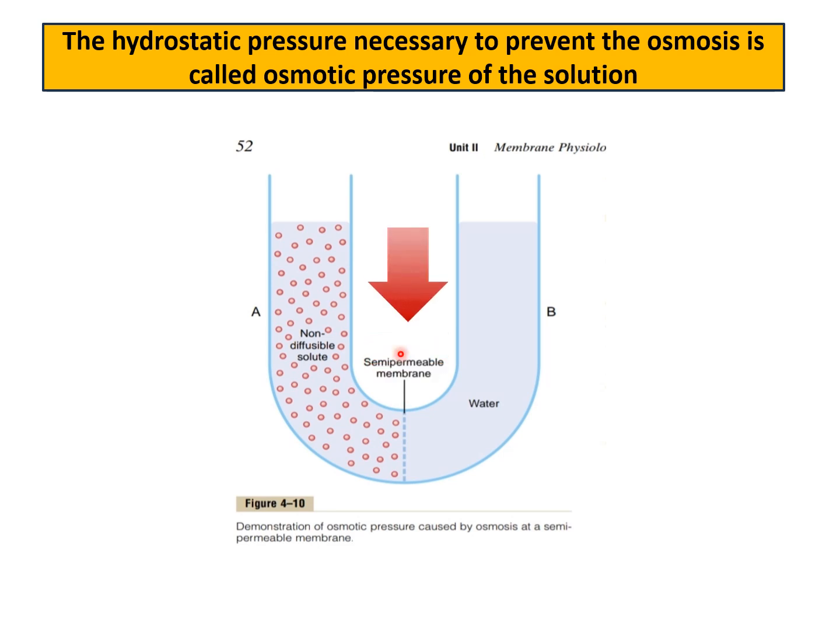Now this can be prevented. The movement of this solvent can be prevented by applying pressure to the more concentrated solution. So if we apply pressure over here, the hydrostatic pressure necessary to prevent the movement of solvent is known as the osmotic pressure of the solution. Okay, so the hydrostatic pressure necessary to prevent osmosis, the movement of solvent from high to low concentration, is known as the osmotic pressure.